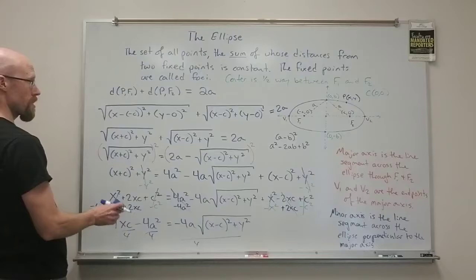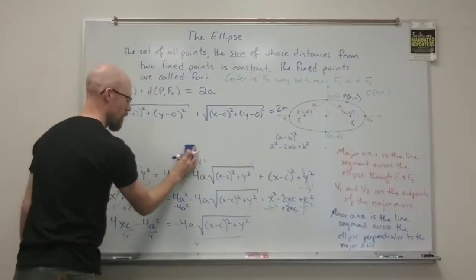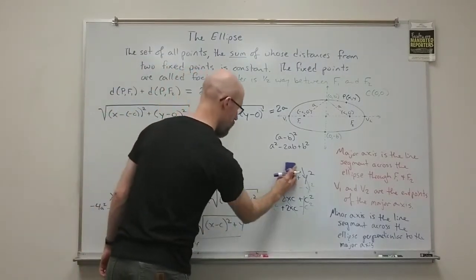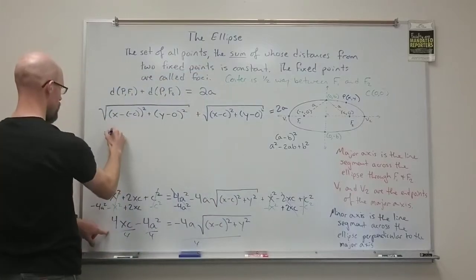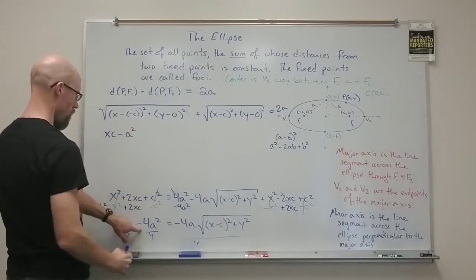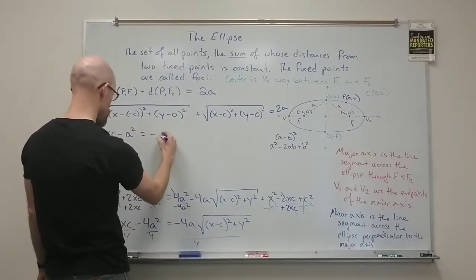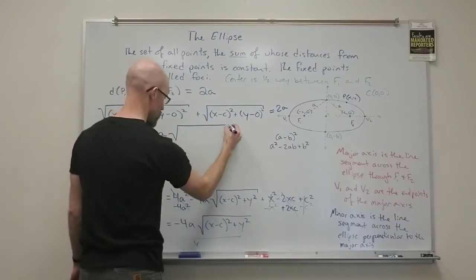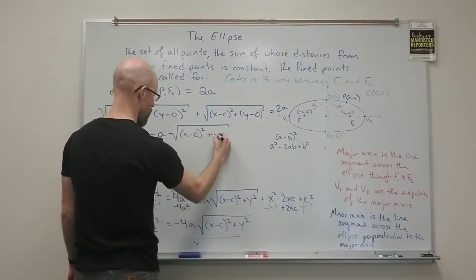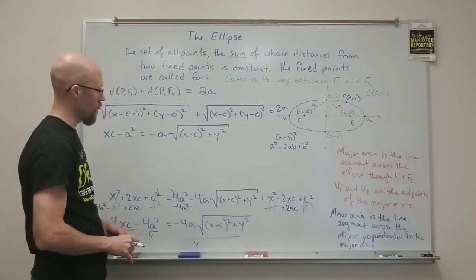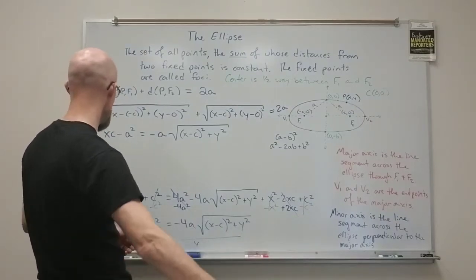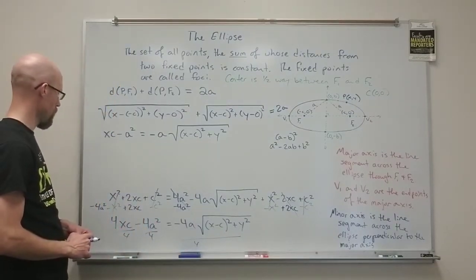Oh, I'm going to have to do a little erasing. I hate to erase this stuff, but it's going to have to be done. There's not enough space otherwise. Let's save what I can. And what I'm going to have is xc minus a squared equals negative a times the square root of x minus c squared plus y squared. Okay, and so now I should be able to square both sides of this to get my solutions.